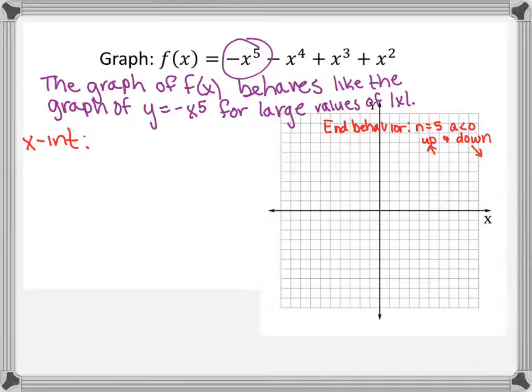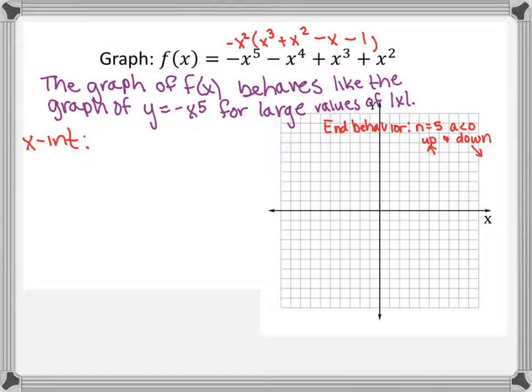So for the x-intercepts, now we need to go back to our polynomial function and factor it. So if we look to see if we have a common factor that we can factor out of everything, we can factor out x squared, and because the leading term is negative, we factor out the negative as well. So dividing everything by negative x squared, we get x cubed plus x squared minus x minus 1. And this is 4 terms.